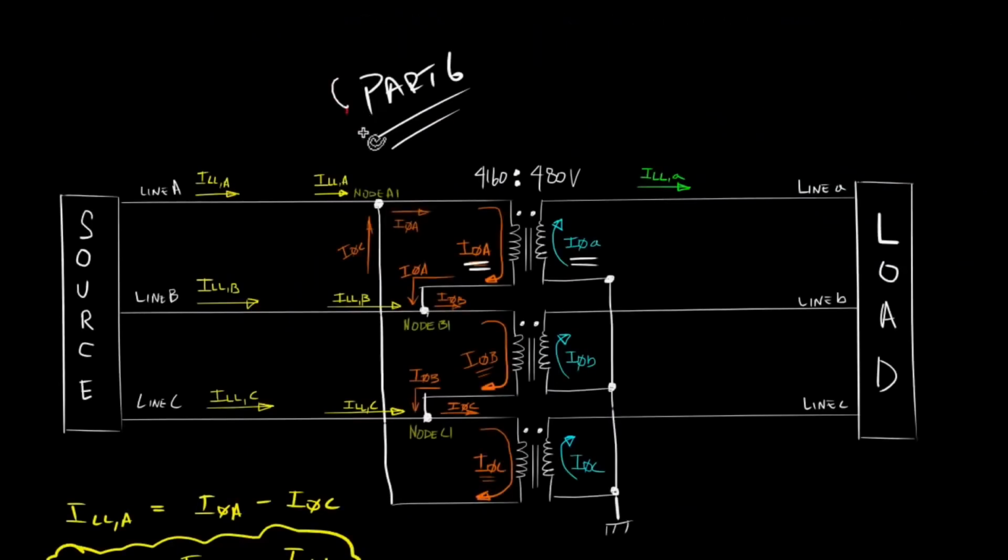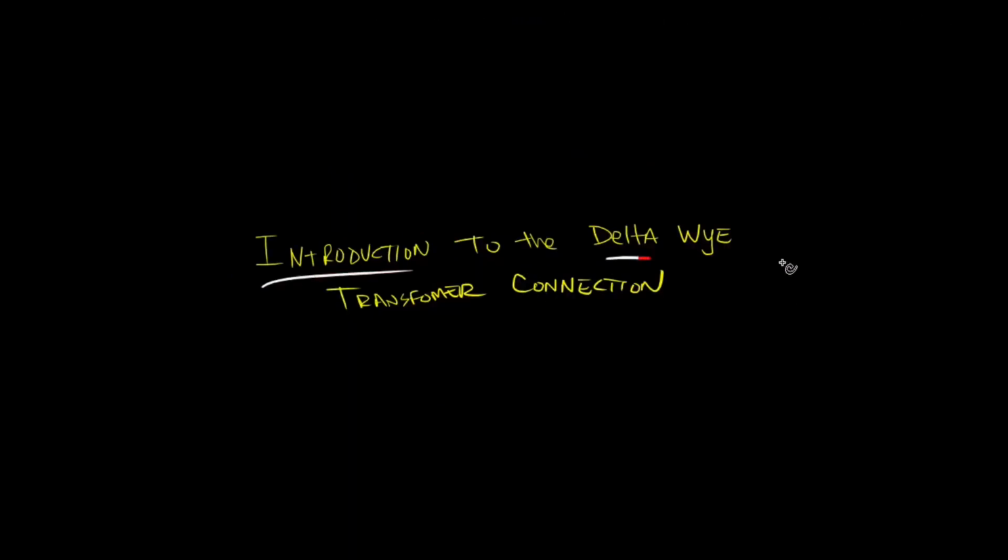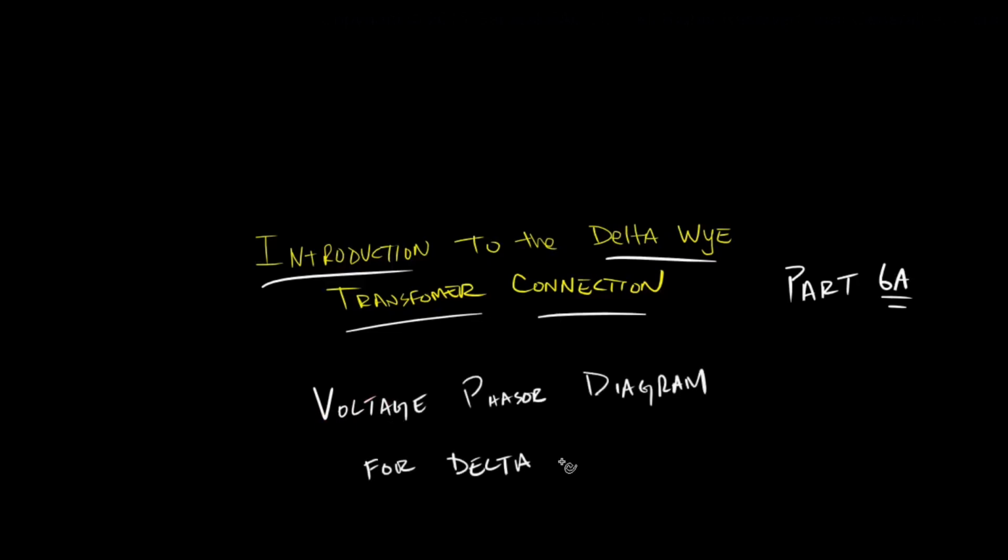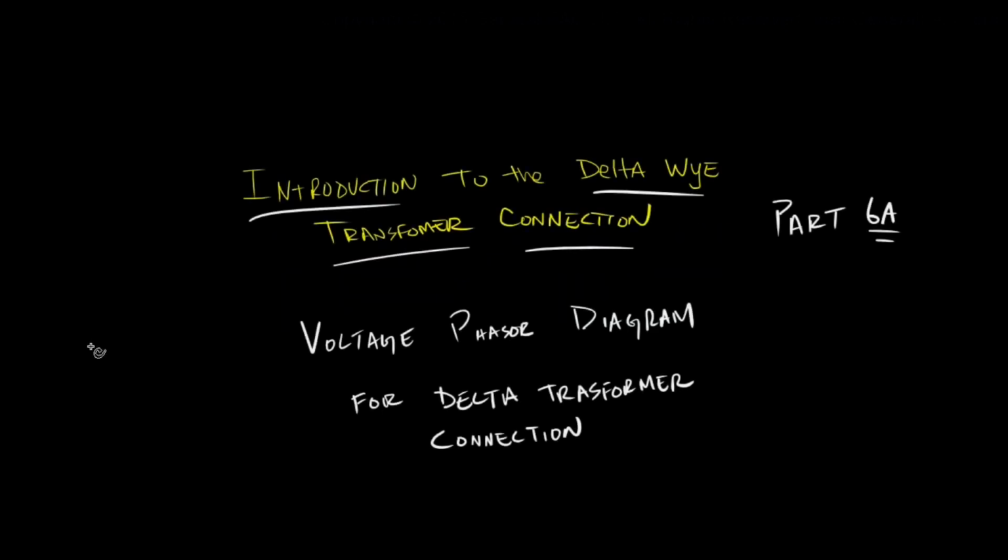Now, to get the update on when part 6 is going to come out: Introduction to the Delta Y Transformer Connection, Part 6a. In this part, we'll talk about the voltage phasor diagram for the Delta Transformer connection. So basically, we're going to understand how this particular transformer diagram that's often found on nameplates, for example, is drawn and what it represents.